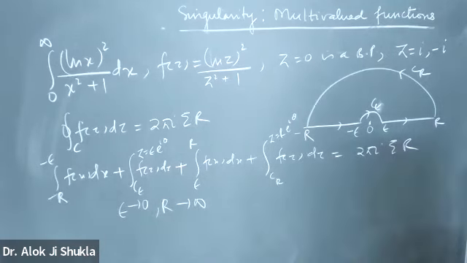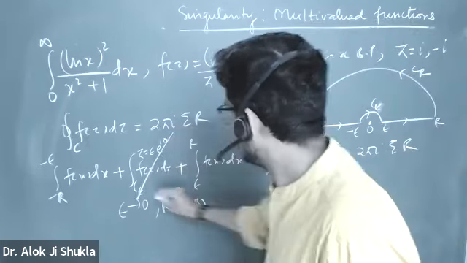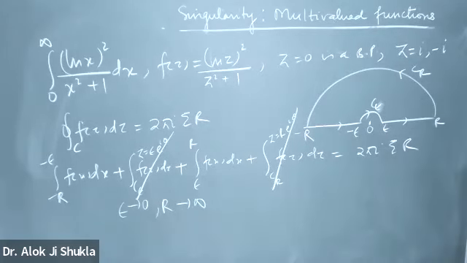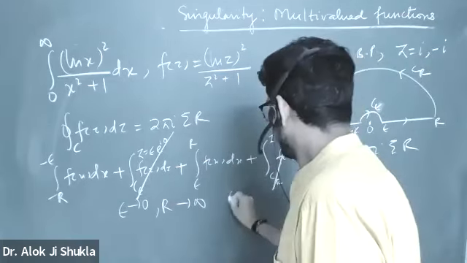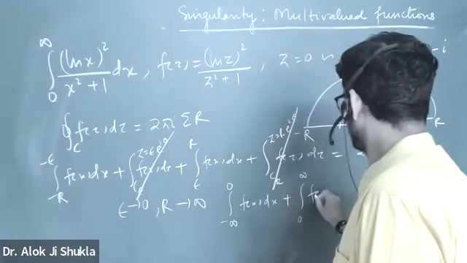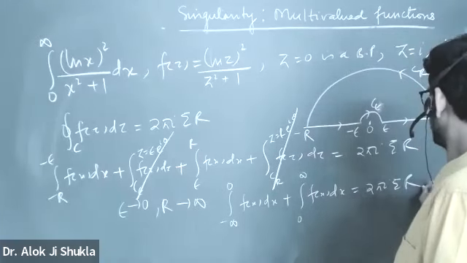And by the substitution, I told you, Jordan's lemma. If I put it here, this term and this term will become 0. This is happening everywhere in every question. Once that happens, our equation will become like this: minus infinity to 0 f(x) dx plus 0 to infinity f(x) dx is equal to 2 pi I sum of residues.